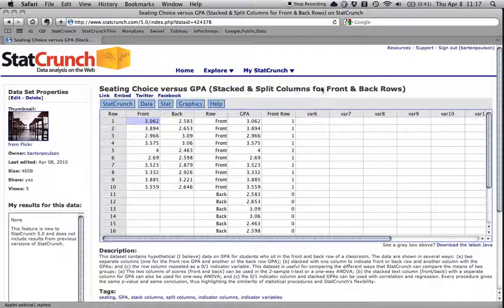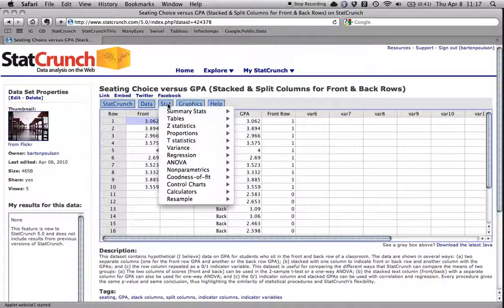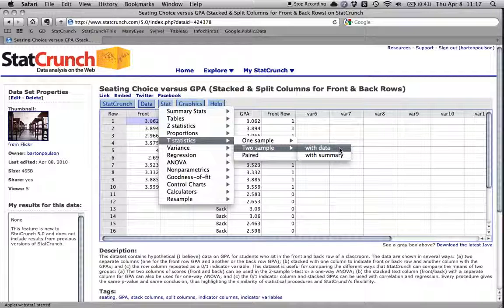Now I'm going to come back here, and the first thing I'm going to do is what's called a two-sample t-test. I go to Stat, to T-statistics, to two-sample with data. The t-test is actually a pretty flexible test, and this is just a simple version of it. By the way, I don't know why it's called a t-statistic. I know that it was William Gosset, who wrote under the name Student, who developed it, but I don't know where the t part comes from.